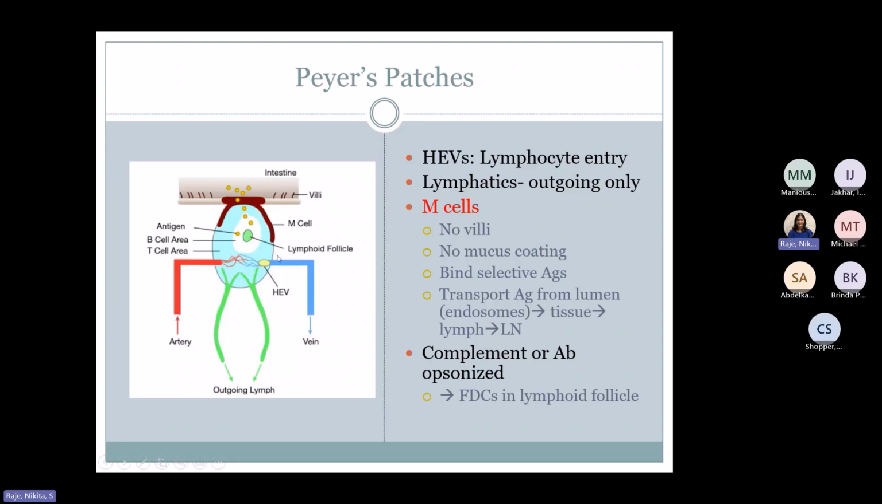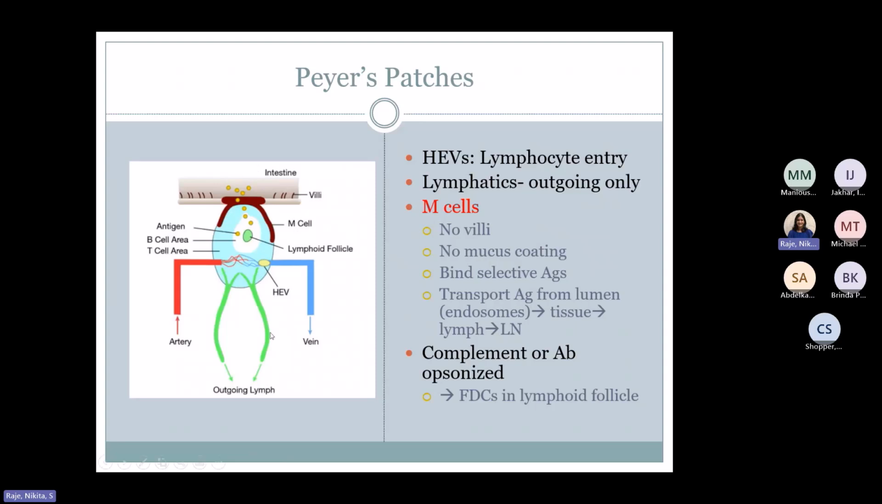So what are these M cells? M cells do not have villi, but they are present just at the tip of the lumen of the intestine, and they come across all the antigens that are coming into the intestine. There's no mucosal coating there. They bind to the selective antigens and transport those antigens from the lumen to the tissue, and then from there to the draining lymph nodes. There might be complement fragment or antibody opsonized antigens that will be used, and once they get those antigens, they are again used by FDCs in the lymphoid follicles.